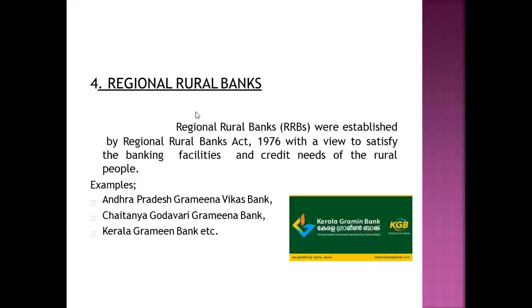Now, the next point is regional rural banks. Regional rural banks were established by the Regional Rural Banks Act. When this act was passed in 1976, these banks were established with the help of this act to satisfy the banking facilities and credit needs of the rural people. Basically, this bank was developed for the rural people who actually need money and need to fulfill their basic requirements. Examples are Andhra Pradesh's Vikas Bank, Chaitanya Godavari Bank, and Kerala's bank. These are the banks which provide numerous facilities to the farmers and the rural people.